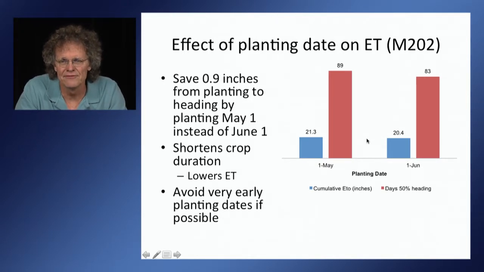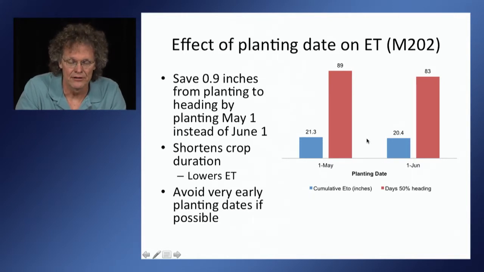We're certainly not advocating planting on June 1st, but we are advocating avoiding very early planting dates if possible. In the past, when we've had very dry springs, it's not uncommon to see growers trying to plant very early, even mid-April. And based on this data, those sorts of practices, those very early planting dates, will result in higher water use. So we suggest, if you have the option, to plant a little later rather than early.